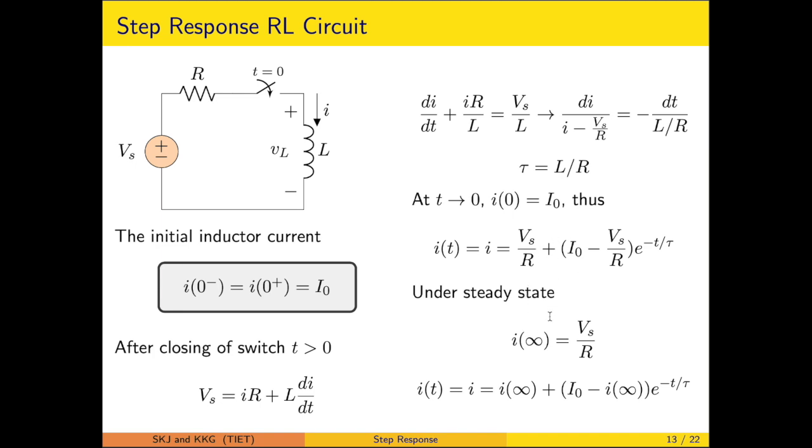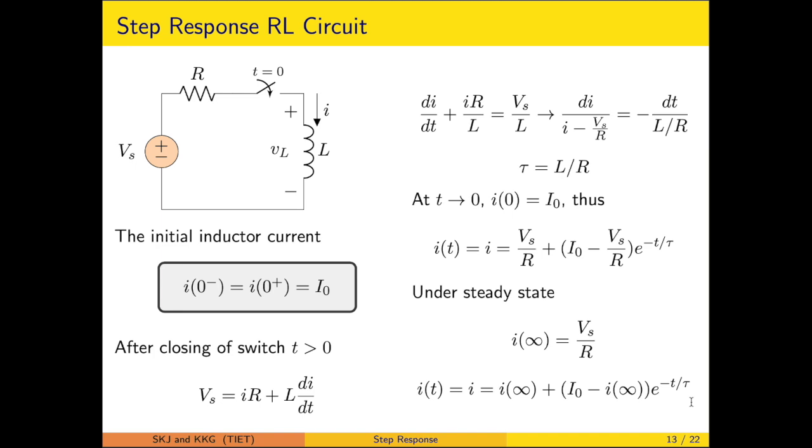Now in this case, suppose this DC source is impressed continuously, so as mentioned the inductor will behave as a short circuit. During that condition the current will be Vs upon R. So that is giving the I of infinity. I0 has been defined previously. So the final relationship which we will be getting is that I of t is equal to I infinity plus I0 minus I infinity into e to the power minus t upon tau.